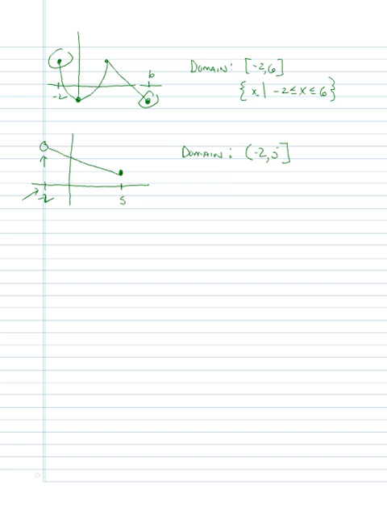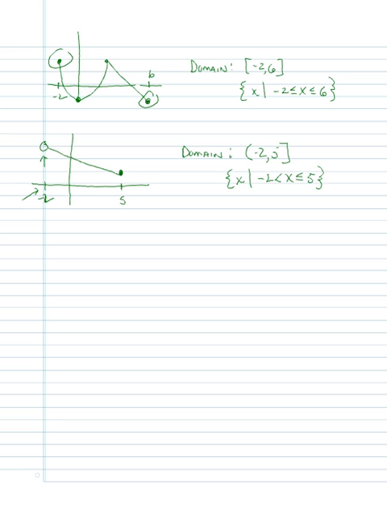And if we were writing this in set builder notation, it would be the set of all x's such that x is greater than, not greater than or equal to, -2, but less than or equal to 5, because that point where x is 5 is actually on the graph.